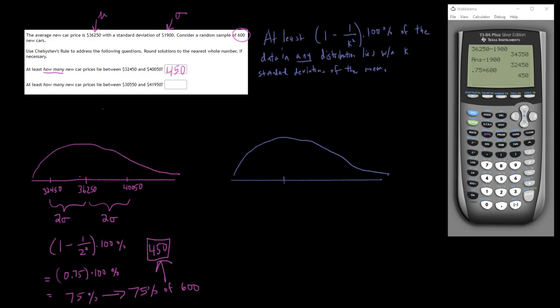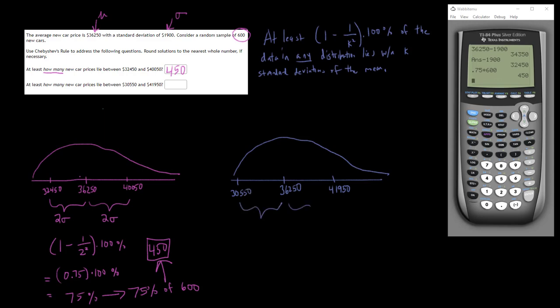Let's put that 36,250 there in the middle again, middle left. Now our new upper bound is, let's see, 41,950, and our new lower bound is 30,550. But the idea is the same.